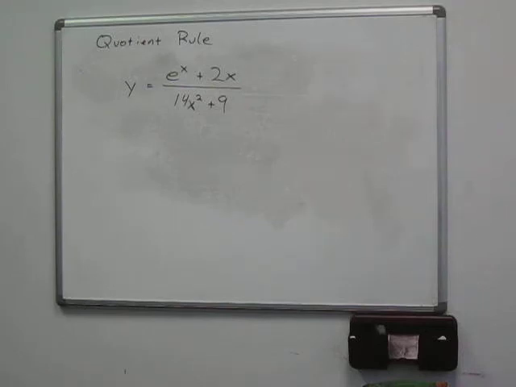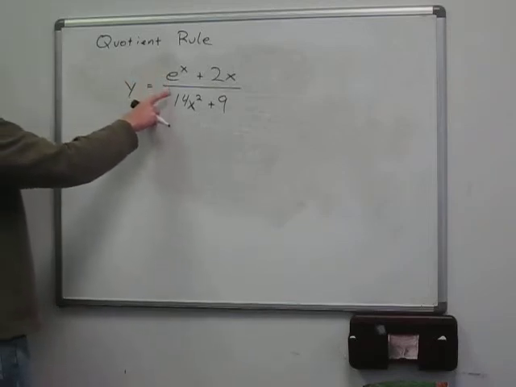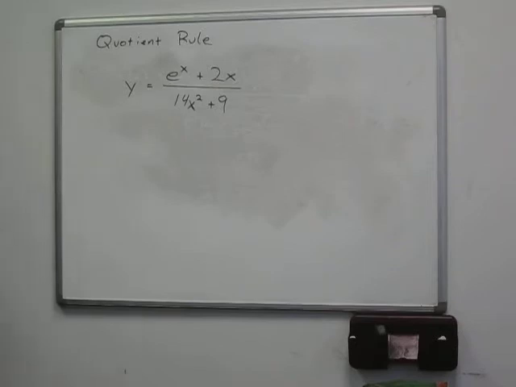Let's work a couple problems finding derivatives using the quotient rule. Recall that a quotient means division. In this case, the division of two functions. We have a top function and a bottom function. So the quotient rule says to find the derivative, we need to take the bottom times the derivative of the top minus the top times the derivative of the bottom over the bottom squared.